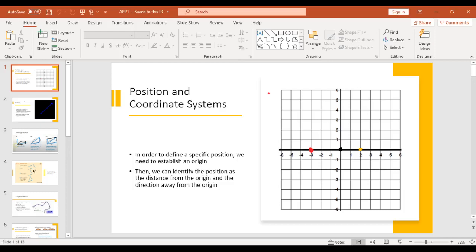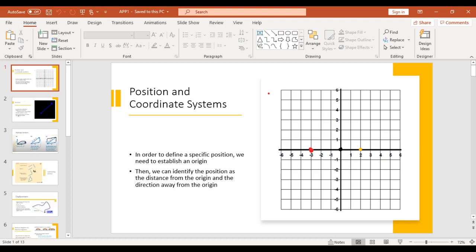All right. So I realized from some of the juniors that Mr. Manahan hasn't been dealing with these concepts in depth. So I took the liberty to just show you guys what you guys missed. So starting with position and coordinate system.